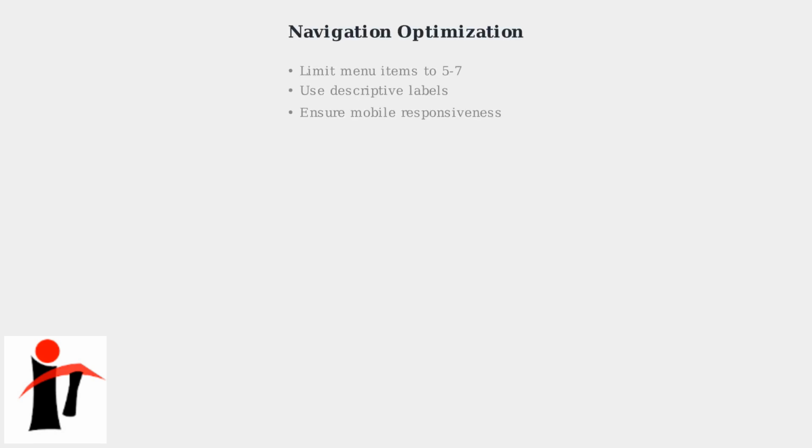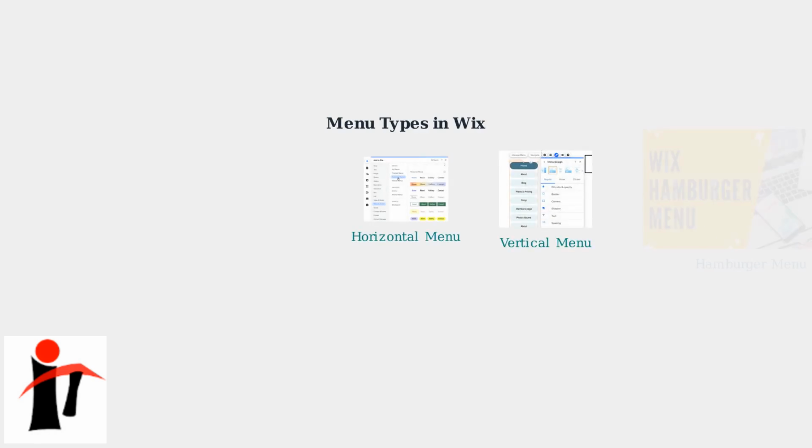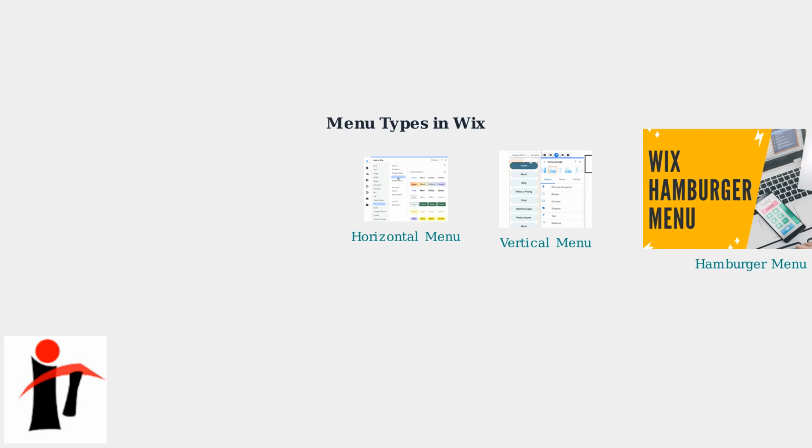Beyond simple reordering, optimizing navigation and SEO slugs is crucial. Limit menu items to 5 to 7 for clarity, use descriptive labels, and ensure mobile responsiveness. Wix offers customizable menus like horizontal, vertical, or hamburger for mobile.